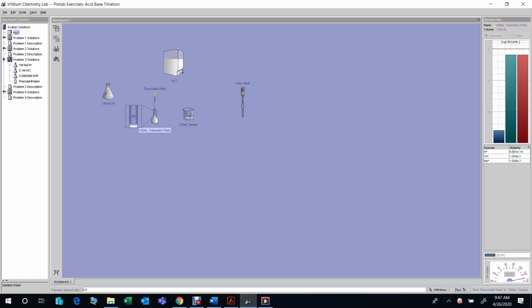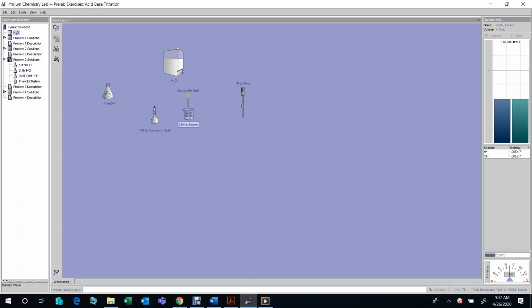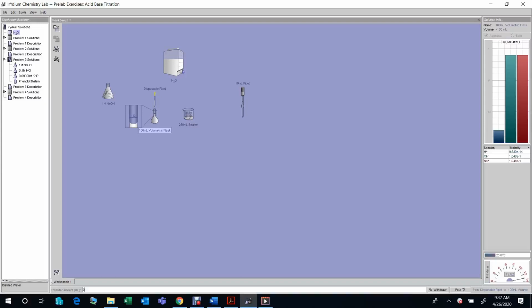Pour. Okay, so 0.5 won't increase the level much. Then it's safe for us to add another 0.5. Okay, and then there's no solution left. Then I need to withdraw 1.0. Withdraw, and then it appears it's safe for me to add 0.5 again. So add 0.5. Withdraw. Okay, and I can add another 0.5.